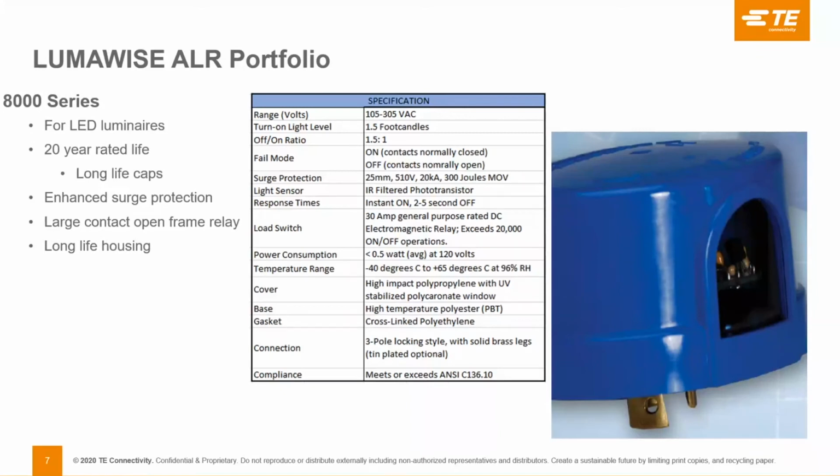Another preferred product is our 8000 series. It is designed for LED luminaires. It has a 20-year rated life, uses long life caps, an enhanced surge protection, and it uses a large contact open frame relay, and also it is housed in a long life housing. One key difference of the 8000 series is that it is available in fail on or fail off mode, unlike the 7000 series, which is only available in fail on mode. Now, Jonathan Catchpole will discuss why the 8000 series is best for LED luminaires.